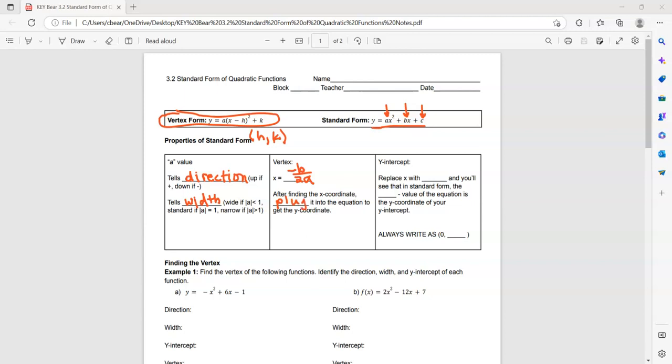For the y-intercept, you replace the x's with 0, and you'll see that in standard form, the c value is going to be your y-intercept. Because if you replace the x's with zeros, the ax squared and the bx term are just 0. So all that's left is c. The shortcut way, when you have standard form, your y-intercept will be 0, c. So with that, let's go ahead and look at some examples.